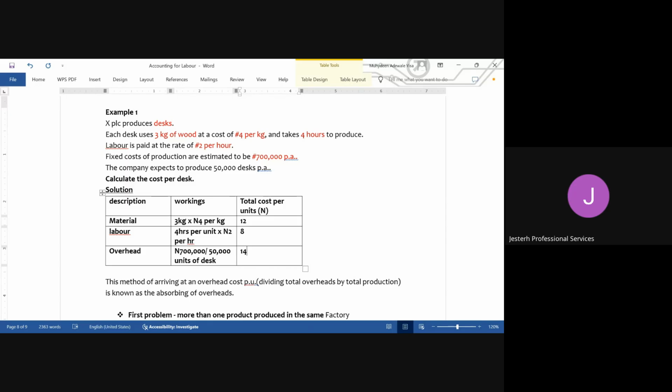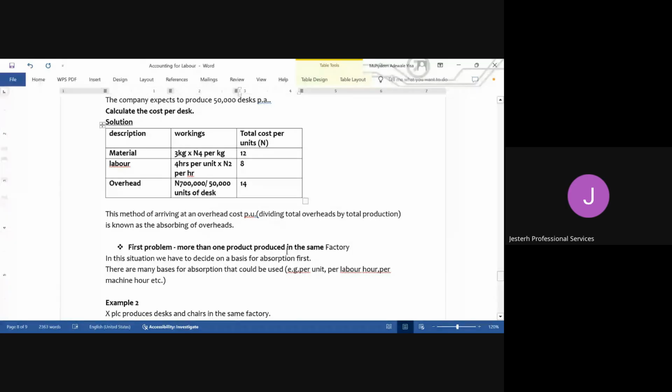Yes, we are going to get it. If you are with your calculator, just multiply it. 14 naira multiplied by 50,000 will still give you the same figure. It means the organization has already absorbed that overhead to the level of their production units. So I believe that we get the explanation of this simple logic. Then we move forward.